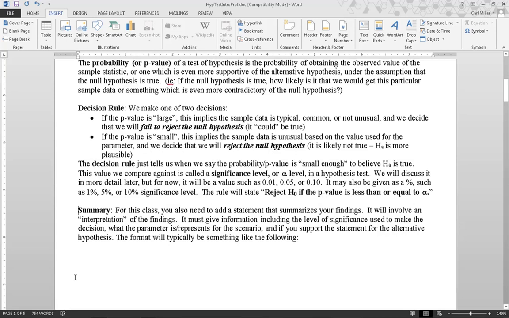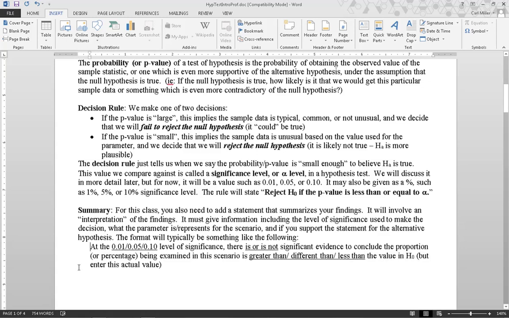For this class, you also need to write a statement which summarizes your findings. It will involve an interpretation of your findings. It should give information including the level of significance you used to make the decision, what the parameter is or what it represents in the scenario, and if you support the statement for the alternative hypothesis. The format typically would look something similar to this.